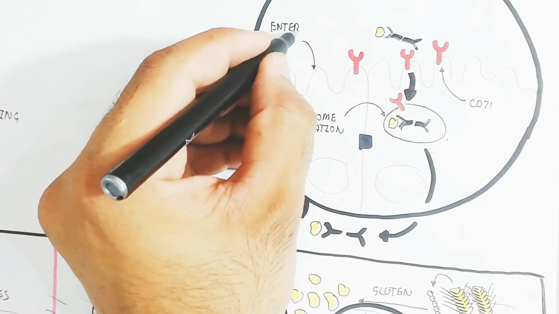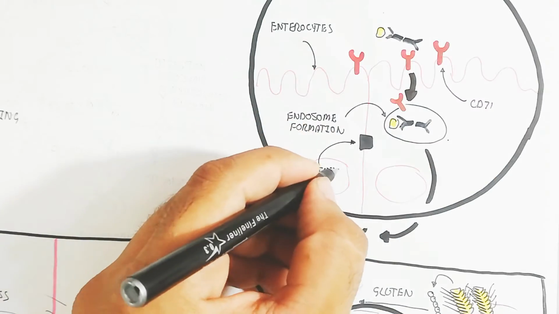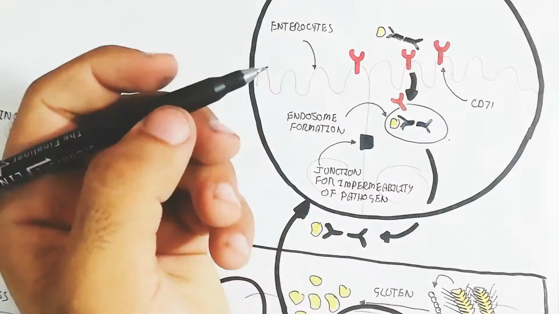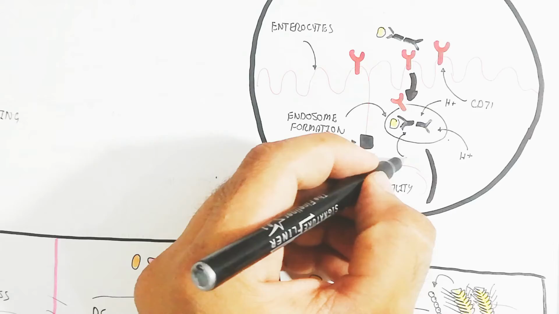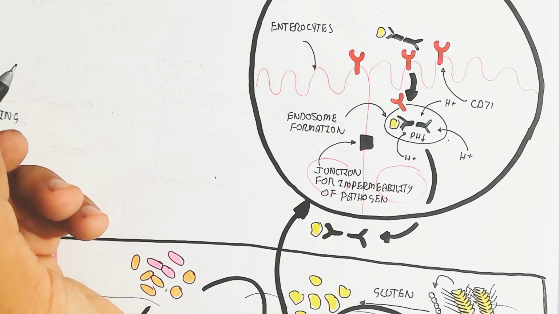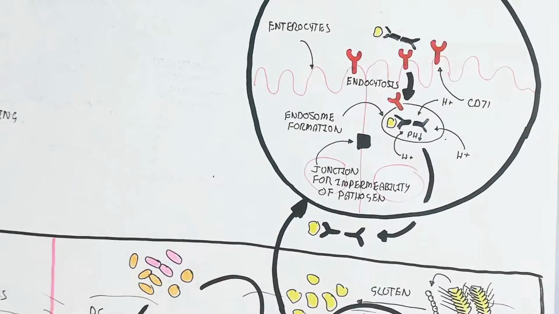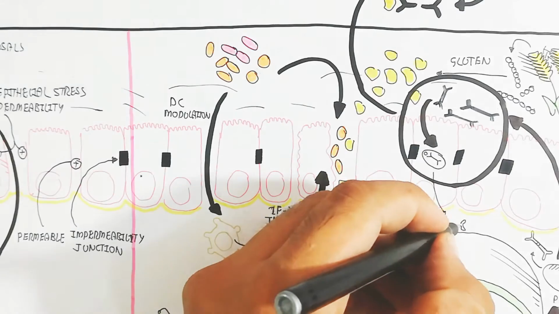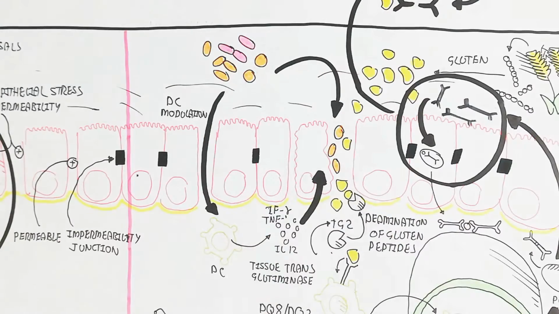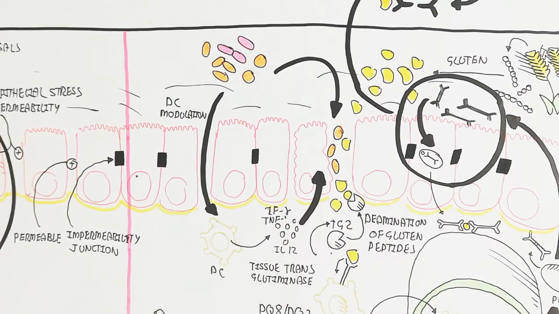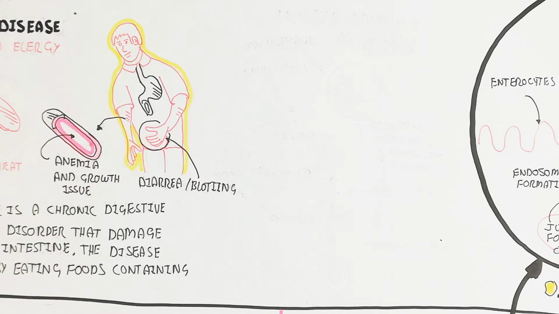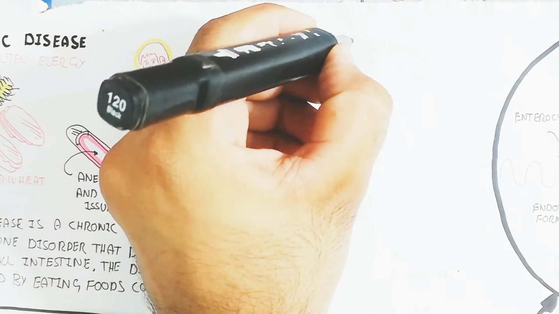And here is the endosome formation, and when the acidity increases, the pH will decrease due to the influx of protons. So the junction permeability to the pathogen will occur, and in the enterocyte, when it is normal, it can be moved into the lamina propria directly. So when it goes into the lamina propria, it will bind with the gluten also. That is the same thing you can understand.